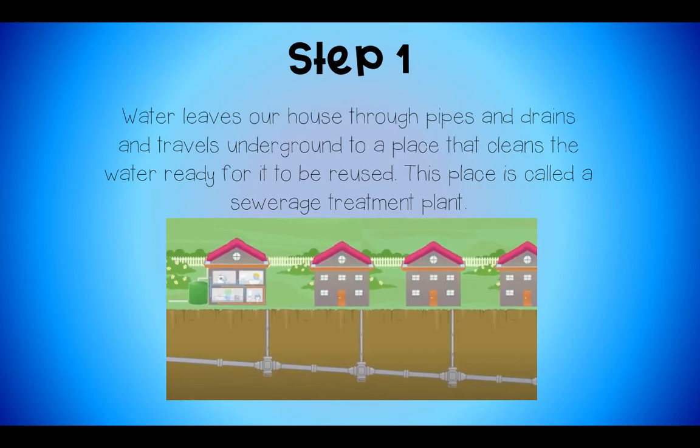So step 1, water leaves our house through pipes and drains and travels underground to a place that cleans the water ready for it to be reused again. This place is called a sewage treatment plant.